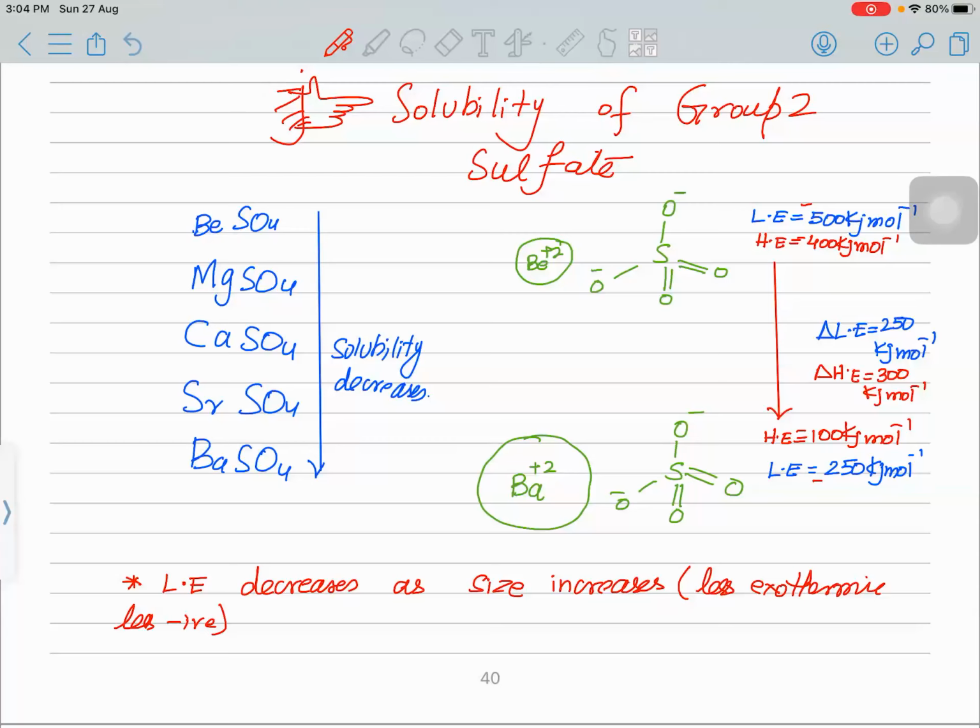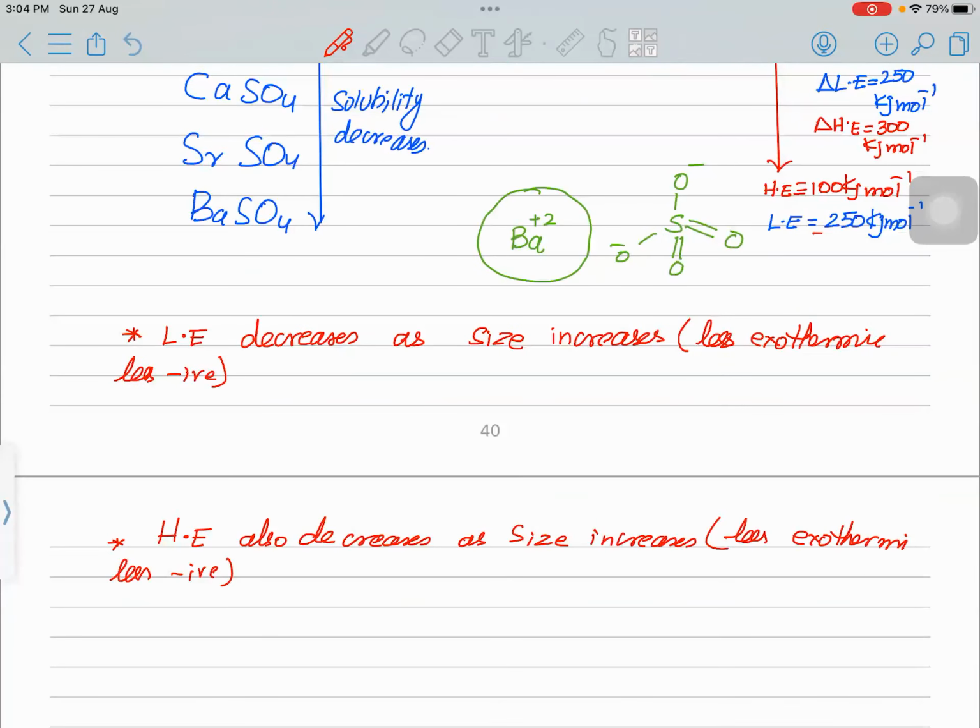Or in simple language, we compare the hydration energy with the lattice energy. If hydration energy wins, it means the salt is soluble. If lattice energy wins, it means the salt is insoluble. Are you getting my point or not? Yes, sir.